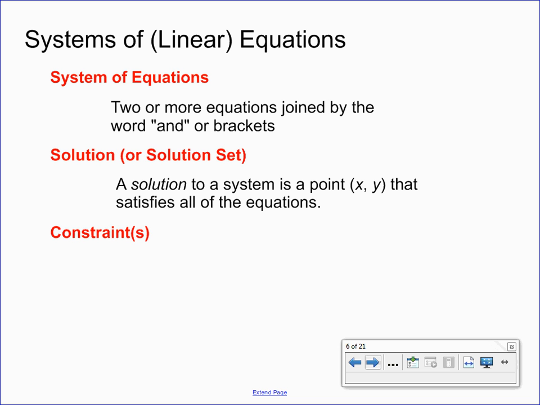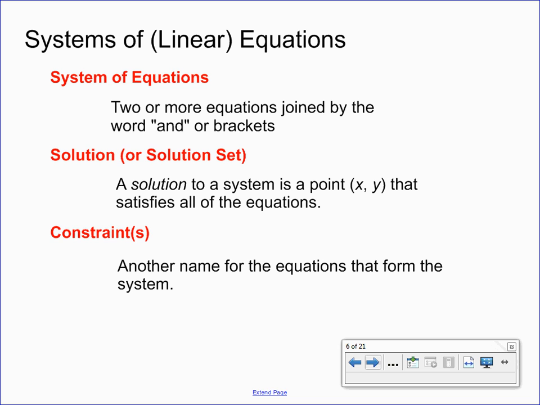So when we talk about solving a system, we're talking about finding an ordered pair, a point x comma y, that satisfies every equation in that system. As opposed to solving equations back in Unit 1, where we were typically looking for a single x value, like x equals, or a single variable value, like b equals. Now we're looking for an ordered pair, x comma y. And lastly, constraints is just another name for equations. We'll use constraints and the equations in the system interchangeably.